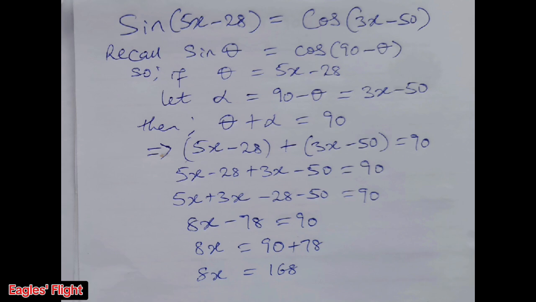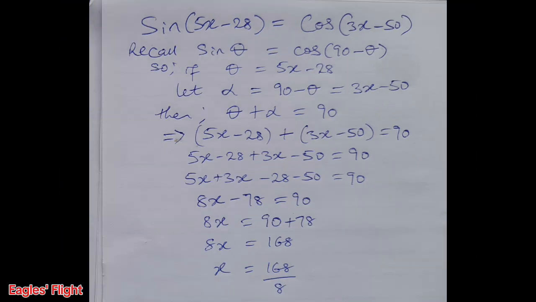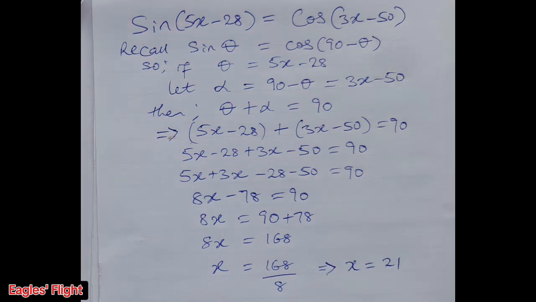So when that is summed up together, 8x will now be equals to 168. At this point, recall we are trying to look out for the value of x. So we need to divide both sides by 8 so that x will be left alone. So x equals to 168 divided by 8, and that will give us a value of 21. So we can say our value of x will be equal to 21.